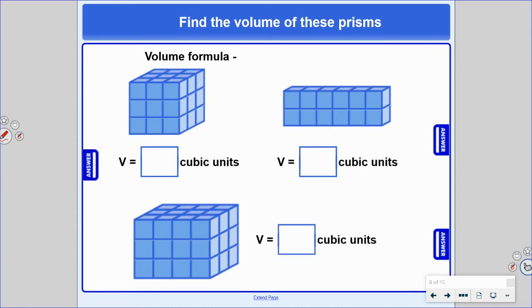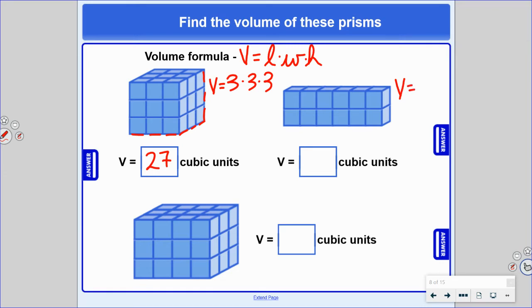Onward we go. Let's use the formula, where we now realize the formula of a volume of a rectangular prism is length times width times height. Let's go ahead and figure this out, where the length for this guy appears to be 3, the width for this guy appears to be 3, and the height, this is actually a perfect cube. 3 times 3 times 3, 27 cubic units to fill that volume.